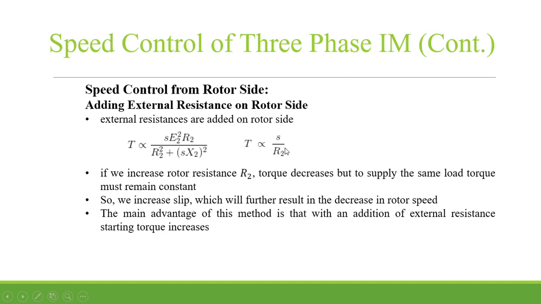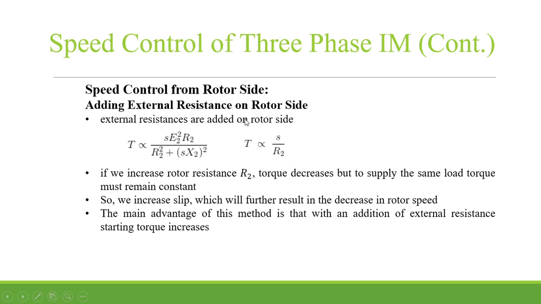But in order to supply the same load torque, again we need to increase the slip. So if we are increasing the rotor resistance, then we need to increase the slip. And if we are increasing slip, then again the same concept comes, that increase in slip will decrease the rotor speed, and this is how we can control it. And this will also help.